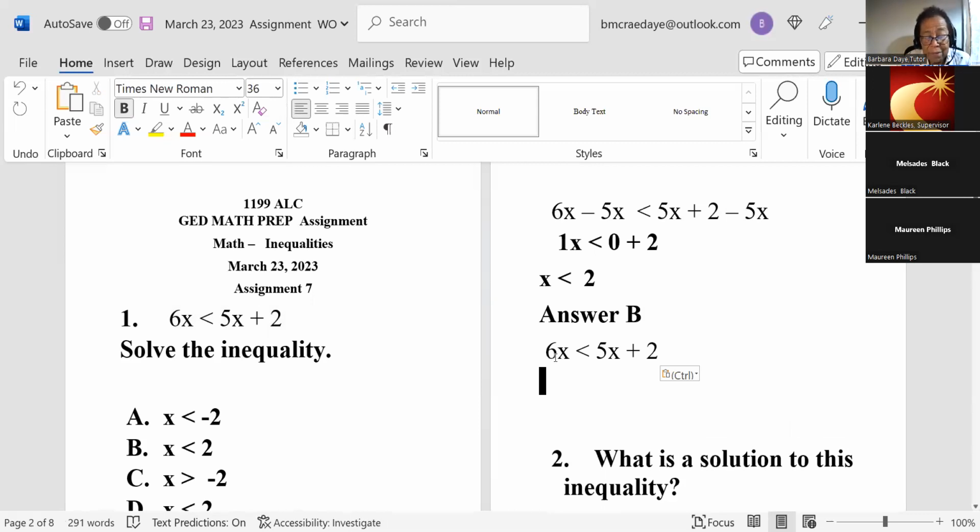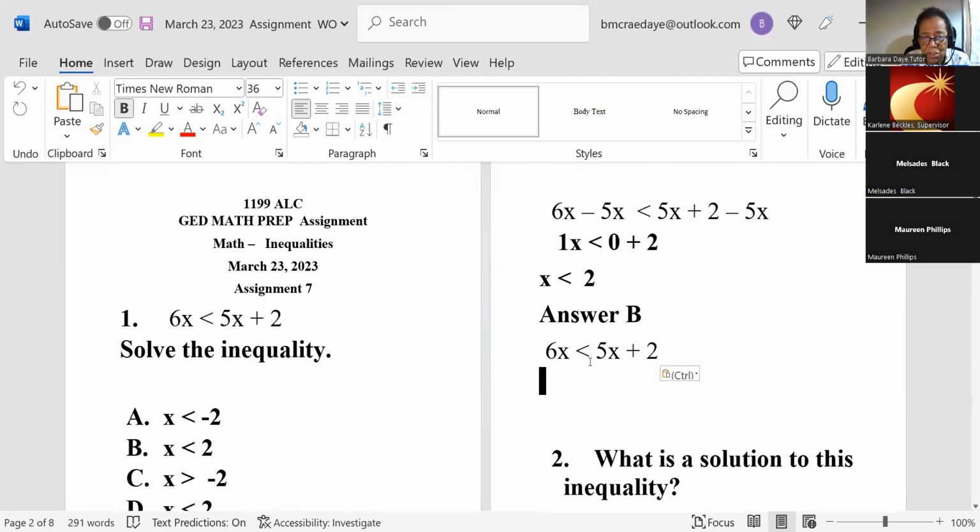Okay, now the thing is you want to get your variables on the left, right? Miss Barbara, let me finish, show you what I did first. No, okay, but I just wanted to let you know that you're starting off incorrect. Because remember, I said you want to get your variables on one side. So that means leaving the 2 where it is. Oh, yeah.